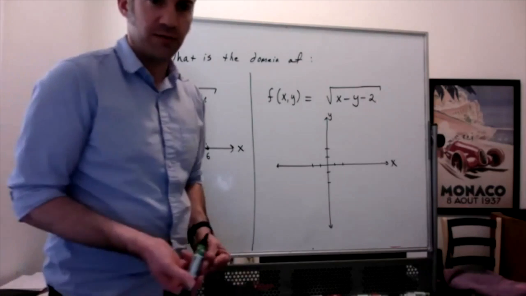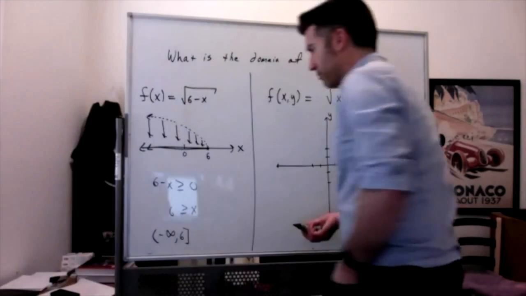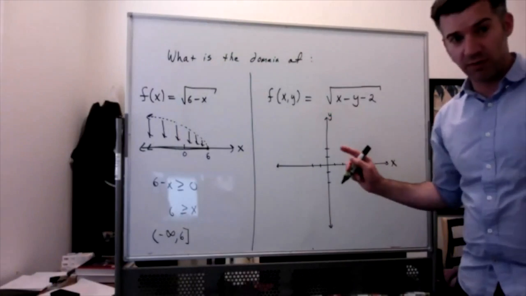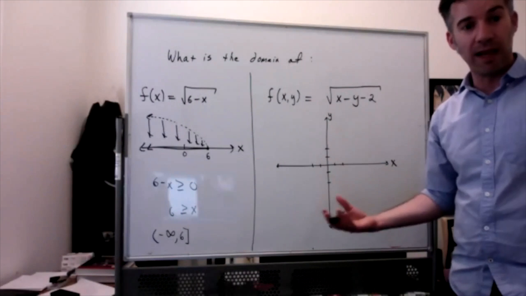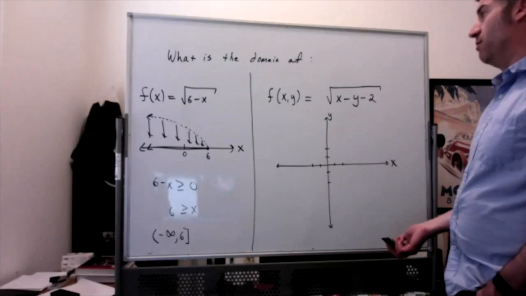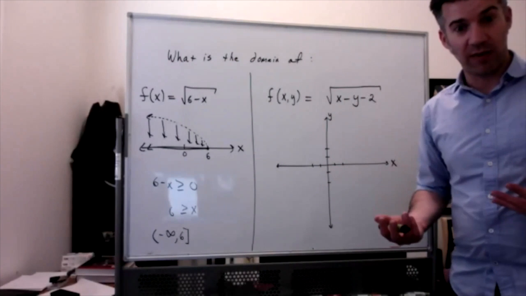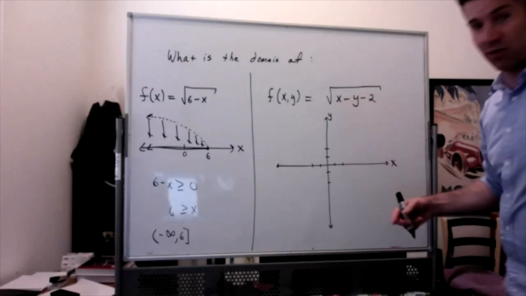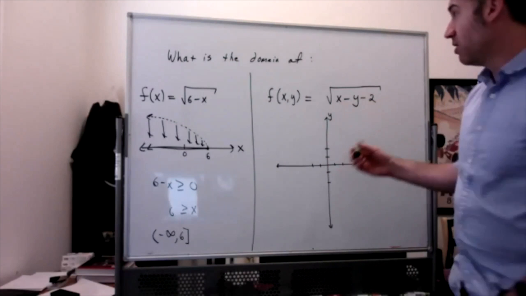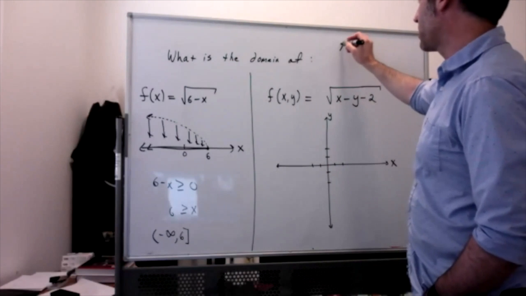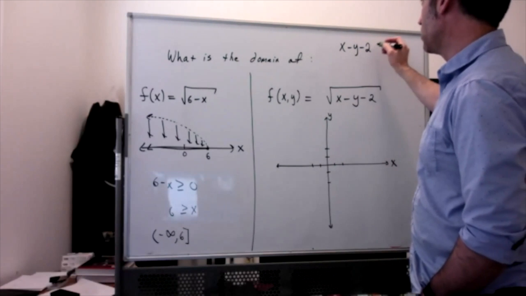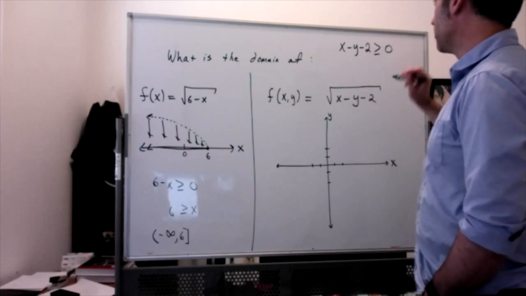Here's a different question. So now we have a function of two variables, and again, we're asking what's the domain of this function? We still need the same sort of requirement, right? That the insides of the square root are non-negative. So I'm going to say, all right, I know that I need x minus y minus 2 to be greater than or equal to 0.